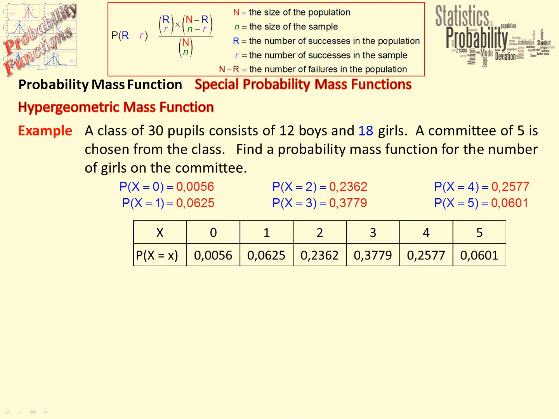We'll put it into a table, and there's our probability mass function for the number of girls on the committee. Let's do a little check to see that it works. Remember that those are all the possible options, and therefore they should add up to 1. And they do, so it's a good check. We've made sure we haven't made any error anywhere along the way with the calculation.